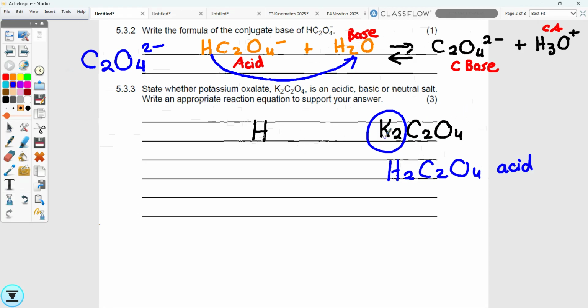Okay, so now, is it a strong or a weak acid? We know it's a weak acid. K is in which group? K is in group one. So what can you tell me about that? It came from a strong base. So shortcut: what do you know about this salt already? Tick 1 mark. You know it's going to be a basic salt.